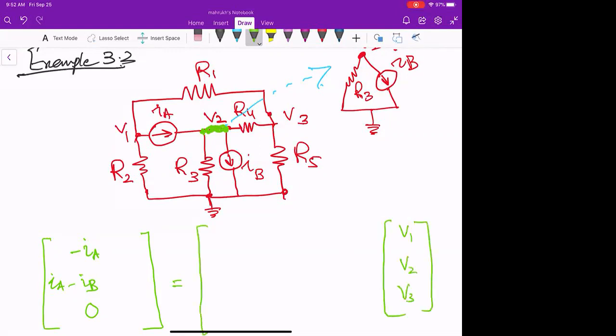So let's write our admittance matrix. The first element, first column, is the sum of admittances connected at node 1, right? So what should it be?